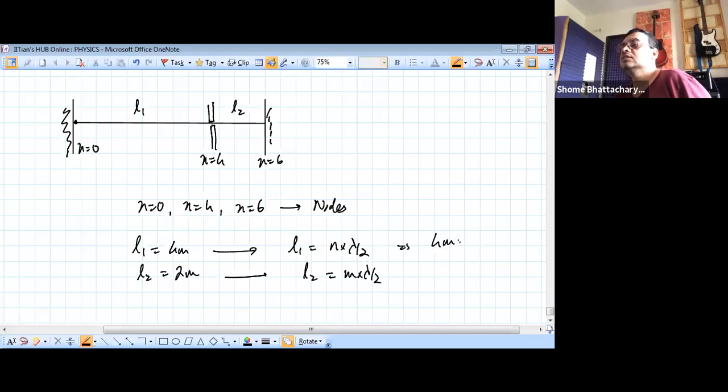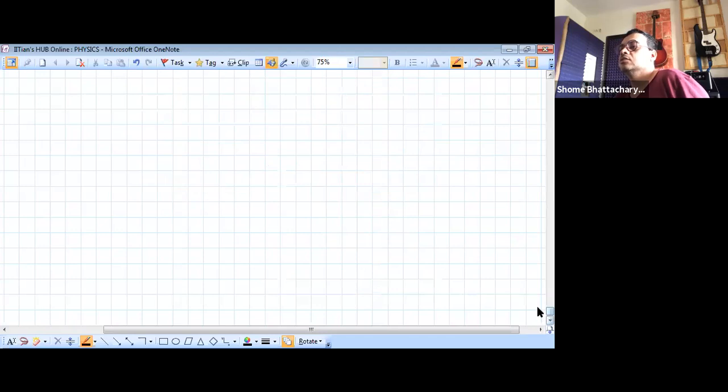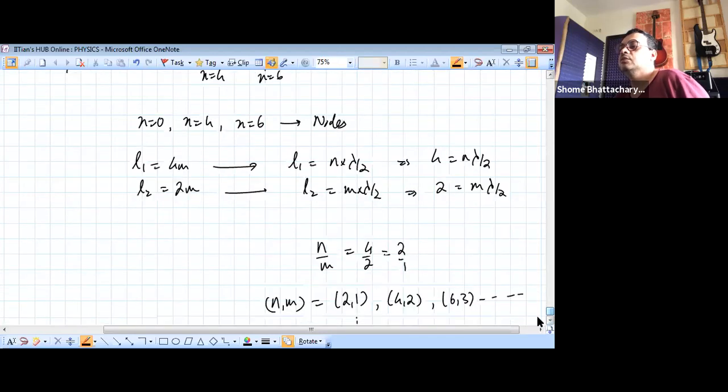Okay. So 4 meters is equal to n lambda by 2, and 2 meters is equal to some other m lambda by 2. So here you can see that your harmonic series will be such that n by m is equal to 4 by 2, or 2 is to 1. So what will the series of n and m be? The first member of the series will be 2, 1. The second member will be 4, 2. The third member will become 6, 3, and so on. So this will be the fundamental mode, when n is equal to 2 and m is equal to 1.